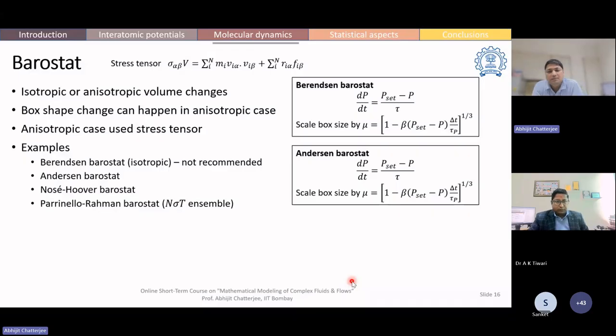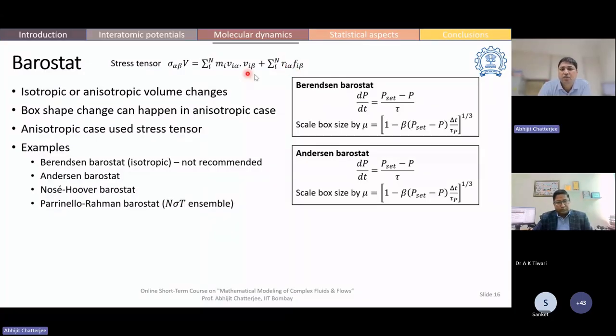We talked about thermostats, but sometimes we also want to control the pressure. And the way in molecular simulations we compute the pressure is through this kind of equation, which contains on the left-hand side the stress tensor, and on the right-hand side, you basically have an ideal part coming from the kinetic terms, as well as a term from the interaction between atoms. This is called the virial term.